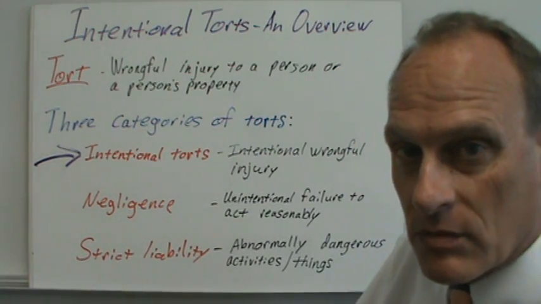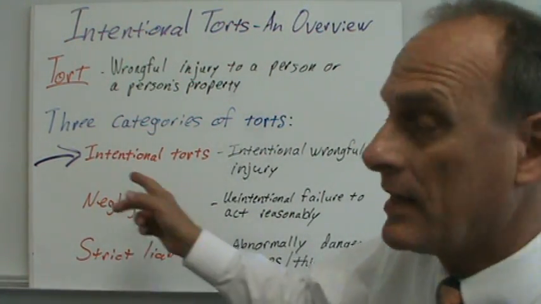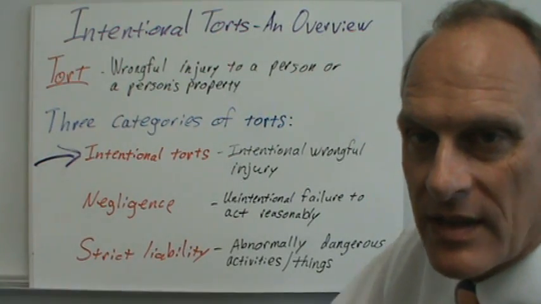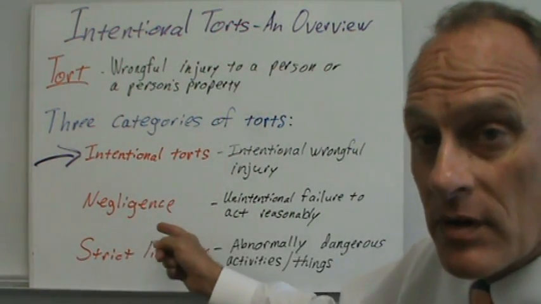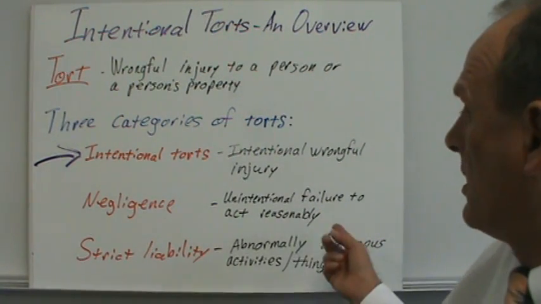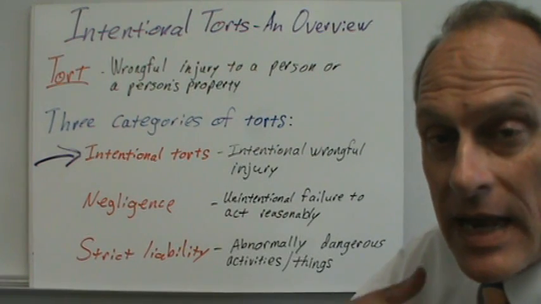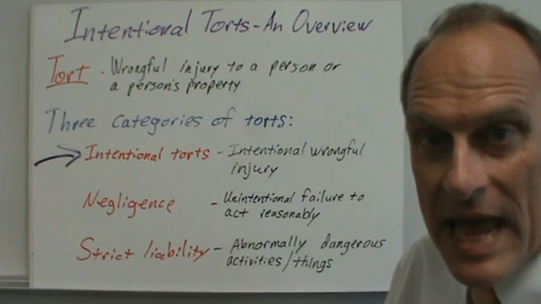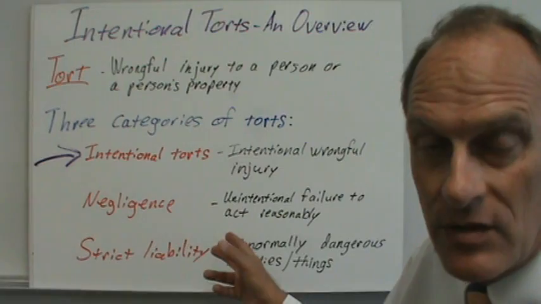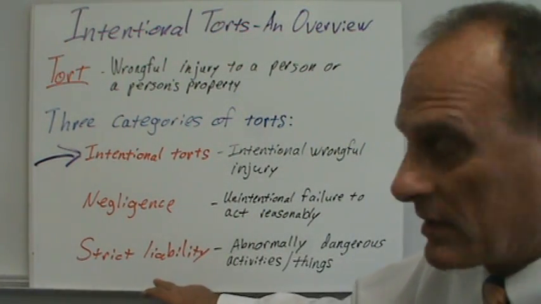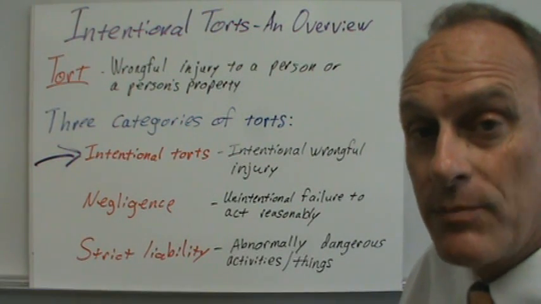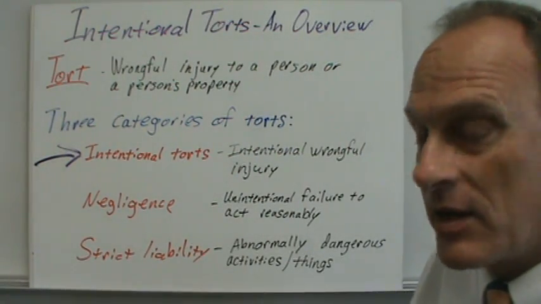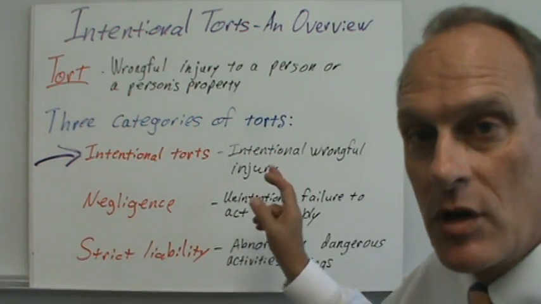Now here's the difference. Intentional torts, what we're talking about in this video, involve intentional wrongful injuries. There's an element of intent involved. However, negligence involves unintended wrongful acts, and that wrongful act is generally failing to act as a reasonable person would act under the same circumstances. But these are unintended wrongful acts. And then we have strict liability, and that deals with abnormally dangerous activities. But what we're going to be talking about here will be intentional torts, intentional wrongful injuries.